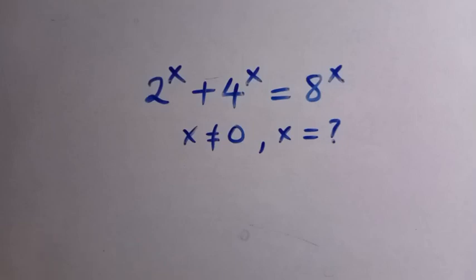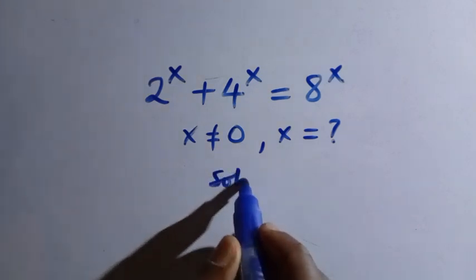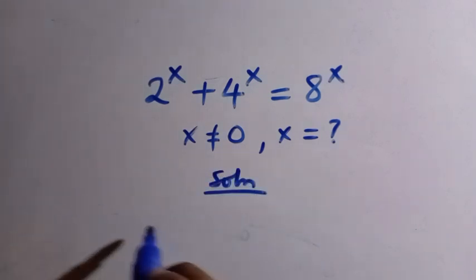How to solve these nice exponential equations? The question says x is not equal to 0, so we don't have to get 0 here before we get the final answers. Let's see how we can do this. So we try to do it in this way.